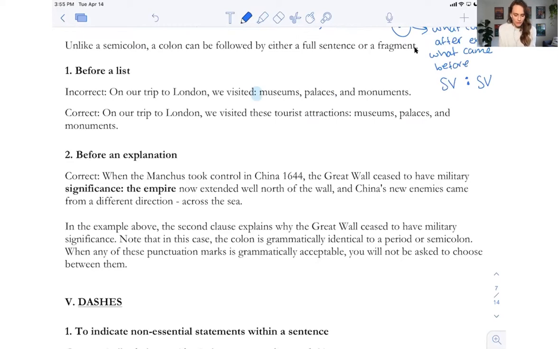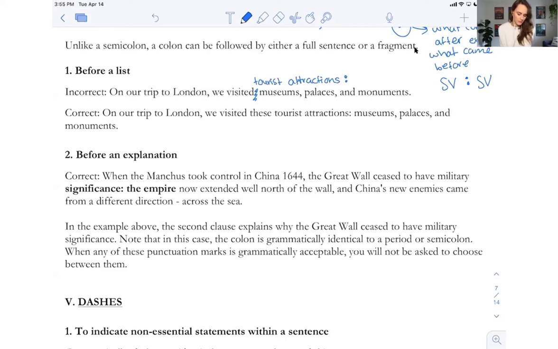Let's see here. Oh, see, let's actually change the sentence around. On our trip to London, we visited, let's go like this, tourist attractions: museums, palaces, and monuments. Or in the next sentence, on our trip to London, we visited these tourist attractions, museums, palaces, and monuments.